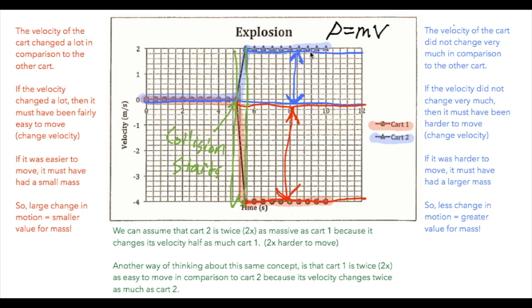If this cart was twice as hard to move, and we know it's twice as hard to move because its velocity changed half as much as the other cart, that means it has 2 times as much mass. The other way to think about that, kind of like what's going on down here, is that cart 1 is twice as easy to move in comparison to our other cart. So its velocity changes twice as much. That means it must be 2 times less heavy, or half as heavy. So there are 2 ways to get to the same answer.